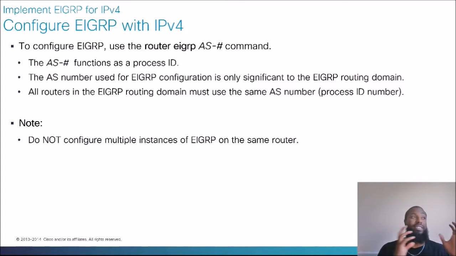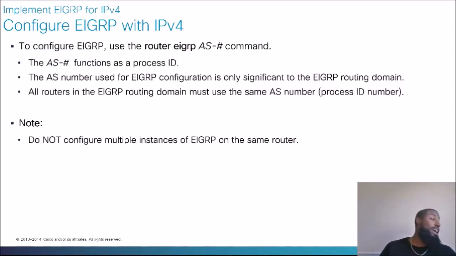It's one command, but it's several keywords: router, EIGRP, and then the AS number. That's pretty much it. That starts the process of EIGRP. It is known by all the routers in the AS, and they need to be sharing the same AS number if they're going to be neighbors.